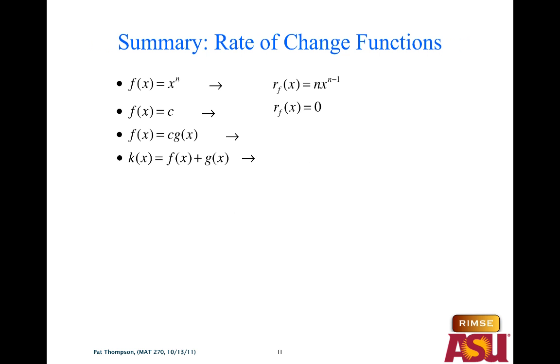Constant function, rate of change is 0. Constant times a function, rate of change is constant times the rate of change. And the rate of change of a sum is the sum of the rates of change. We've got 4 rules under our belt. Quiz Thursday.